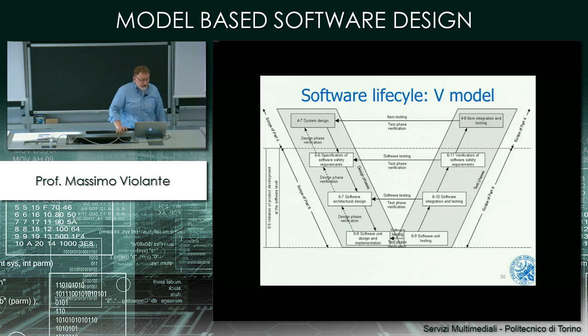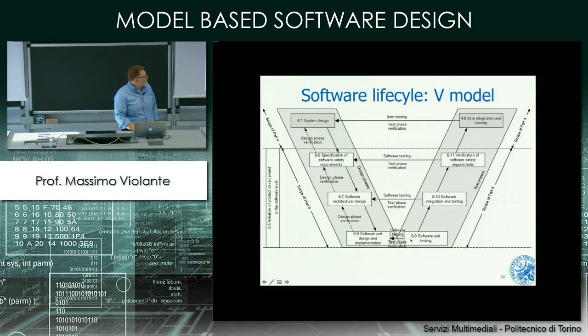This is again recorded here. We have the descending branch of the V, where we do the specification of the architecture and the design of the architecture and then of the single components.